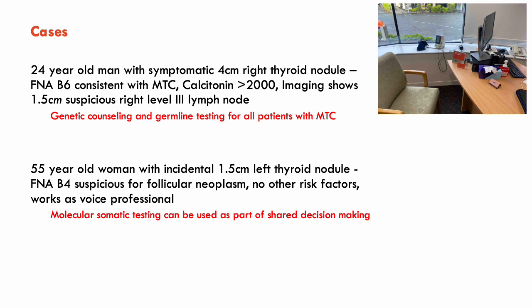As part of his pre-op workup, due to his high calcitonin, he had cross-sectional imaging with a CT of his head, neck, and chest, which showed a suspicious right level 3 lymph node. He went on to have a total thyroidectomy, bilateral central lymph node dissection, and lateral node dissection. After his surgery, he was referred for genetic counseling and to have germline testing for MEN2.